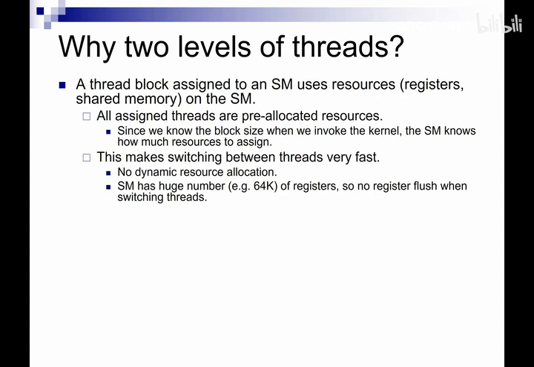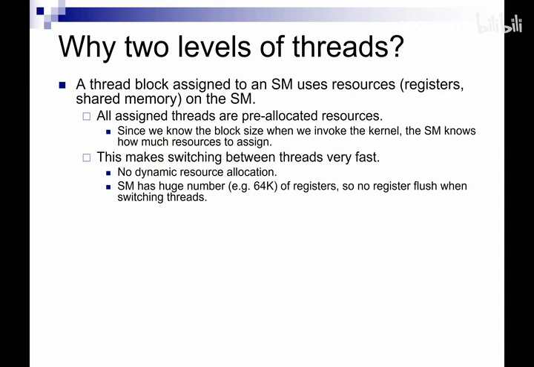Since we know how much resources a thread block needs, the GPU hardware is going to pre-allocate all these resources for the thread block. If you need, let's say, 10,000 registers, the GPU hardware is going to pre-allocate the 10,000 registers for this thread block, and it's going to keep those registers for as long as that thread block is executing. Eventually the thread block finishes, and then the GPU can reclaim those 10,000 registers. But as long as the thread block is executing, it's given this fixed amount of resources.